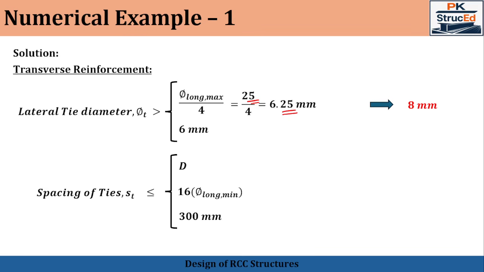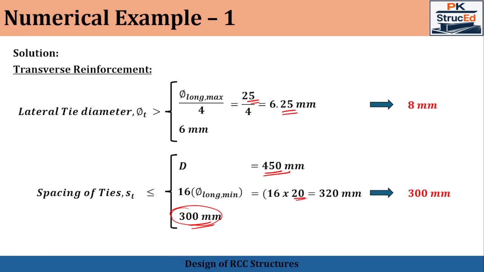Then regarding the spacing of the ties, we have 3 conditions. The spacing of the ties should be less than or equal to: one, the least lateral dimension; second, 16 times the minimum longitudinal bar diameter; and third, 300 mm. The least lateral dimension is 450 mm. 16 times the minimum longitudinal bar diameter we provided, which is 20 mm, is 16 into 20, which is 320, and the other case is 300. So the spacing should be the minimum of these 3. In that case, we can provide 300 mm. Therefore, we can provide 8 mm dia lateral ties at 300 mm centers.